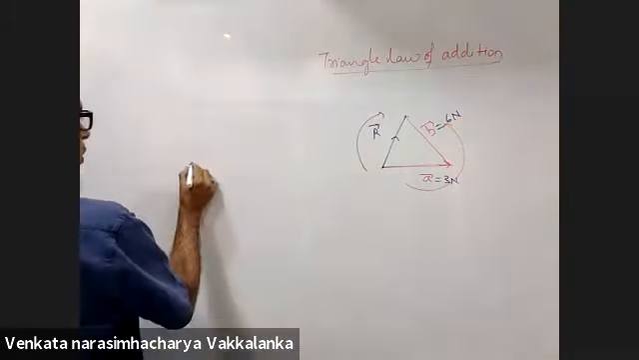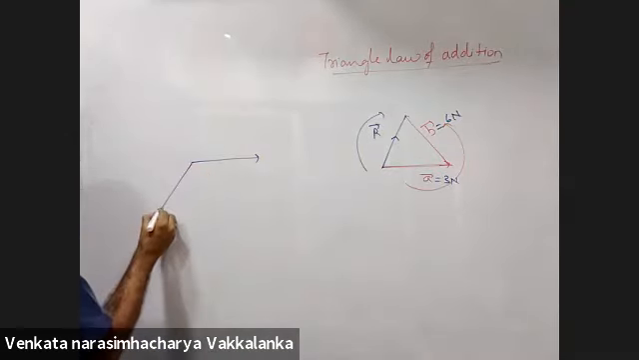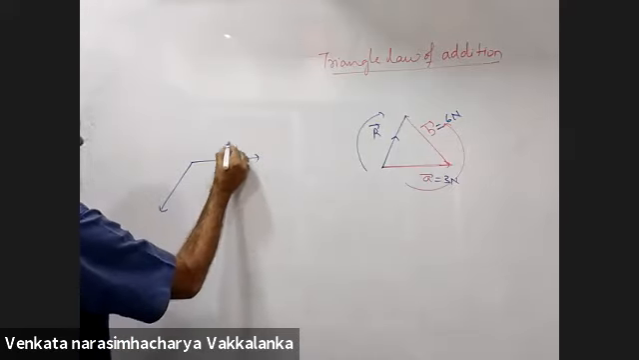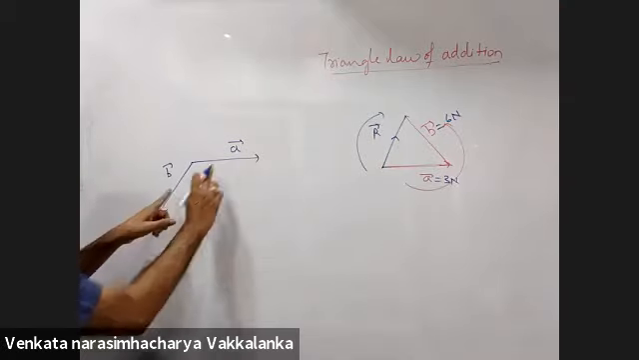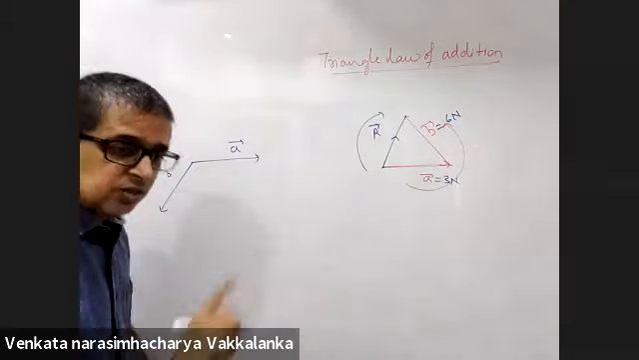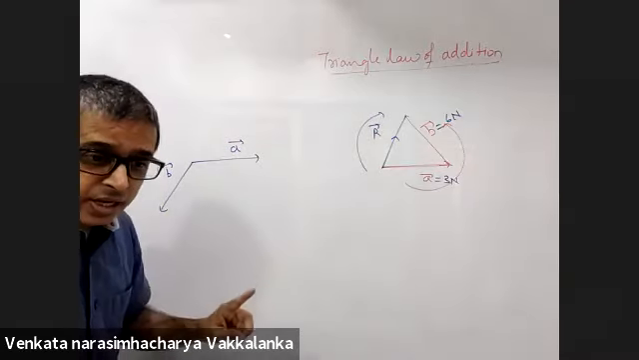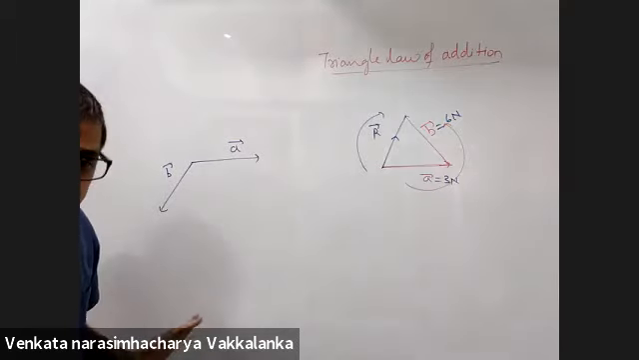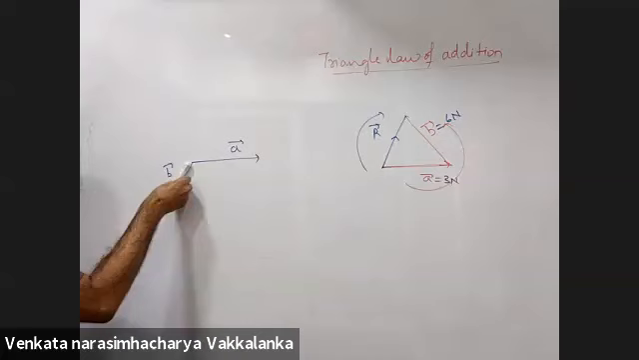If this is A and this is B. A and B. Now watch out for this. These two vectors are not in the same order, right? Now, how do you bring them in order?